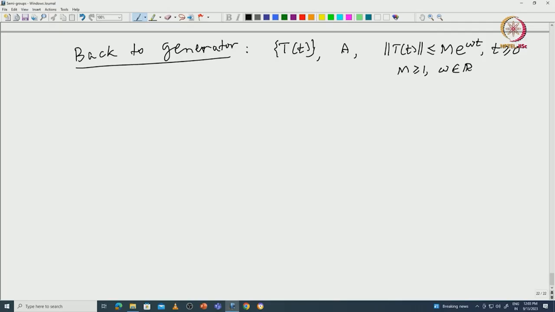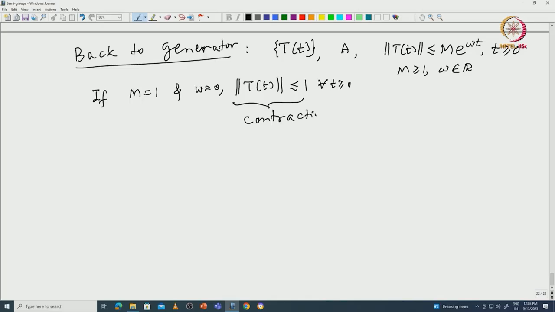So in particular, when m is 1 and omega is 0, we get the norm of T(t) less than or equal to 1 for all t greater than or equal to 0. So, this is a contraction semigroup. And in most of the applications, we encounter only contraction semigroups.